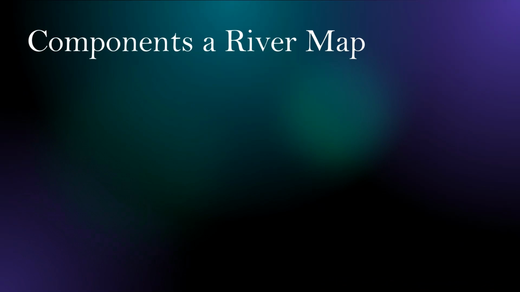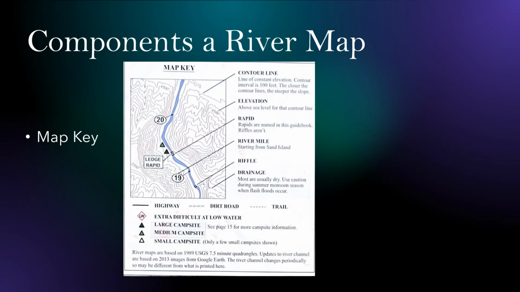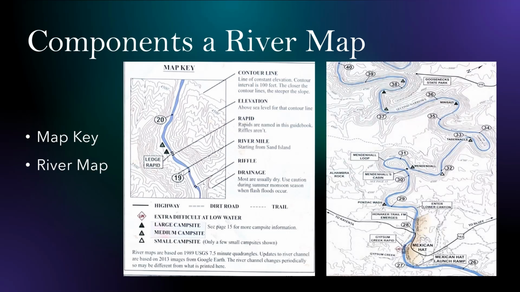Components to a river map. There are two different components to a river map. First, you have the map key, and you will be able to distinguish it because it will provide you with the information on the markings and symbols that you will see on the river map. And then you have the river map itself.